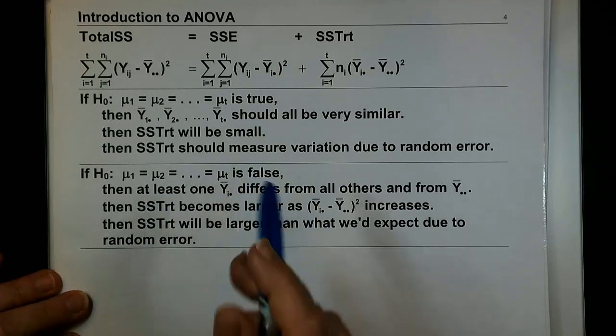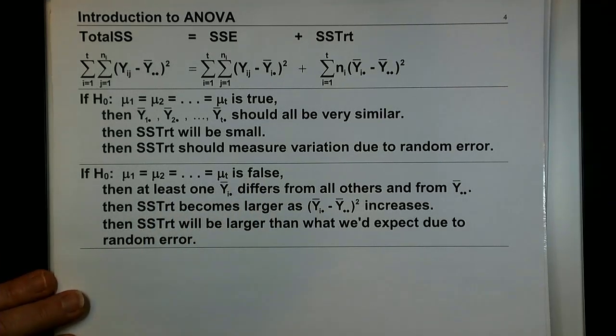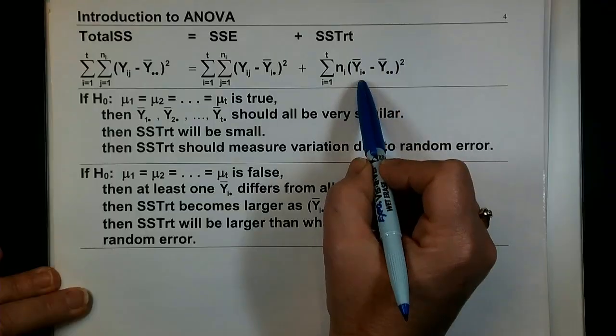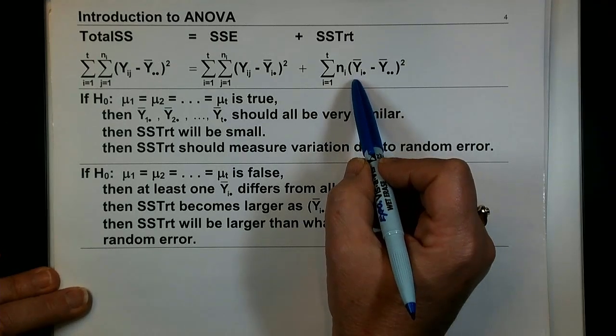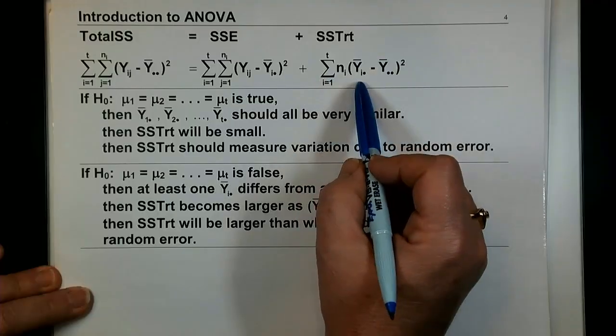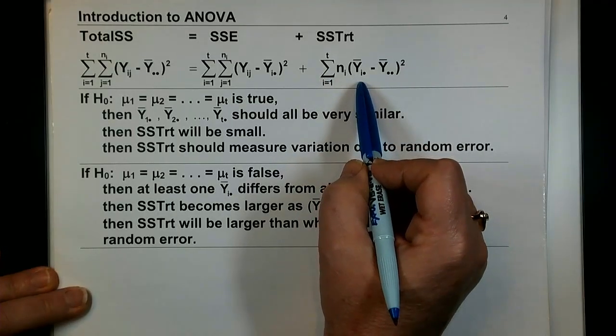If it is false, at least one of those yi dot bars is different. And if one of those yi dot bars is different, that's going to make at least one of these pieces be farther away from 0. Squared, that is going to make it a larger positive value, and that's going to increase the sum of squares treatment, right? So if the null hypothesis is false, this piece is going to tend to be larger than what I would see due to error alone, right?